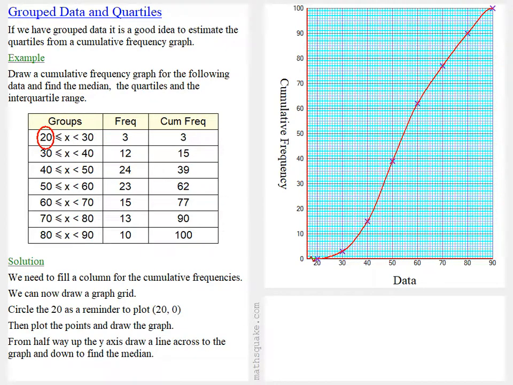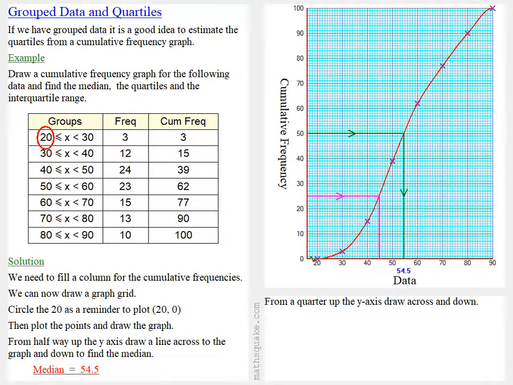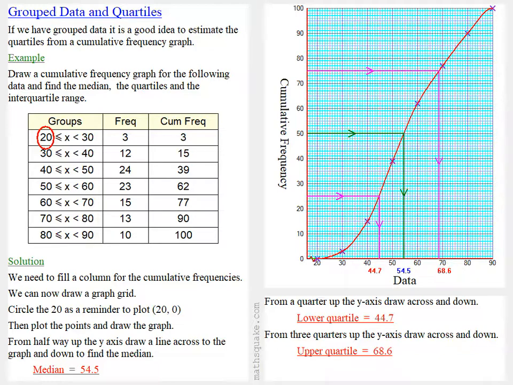From halfway up the y-axis, draw a line across to the graph and down to find the median. That gives us a median of 54.5. From a quarter of the way up the y-axis, draw across to the graph and down, and that gives us 44.7. So the lower quartile is 44.7. From 3/4 of the way up the y-axis, draw across to the graph and down, and that gives us 68.6. So the upper quartile is 68.6.